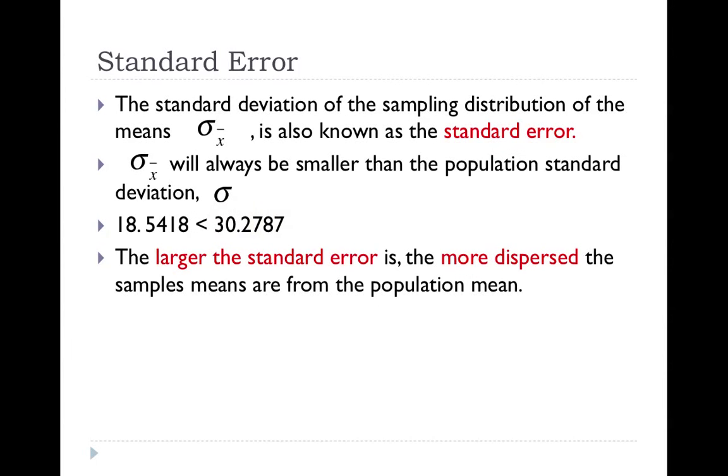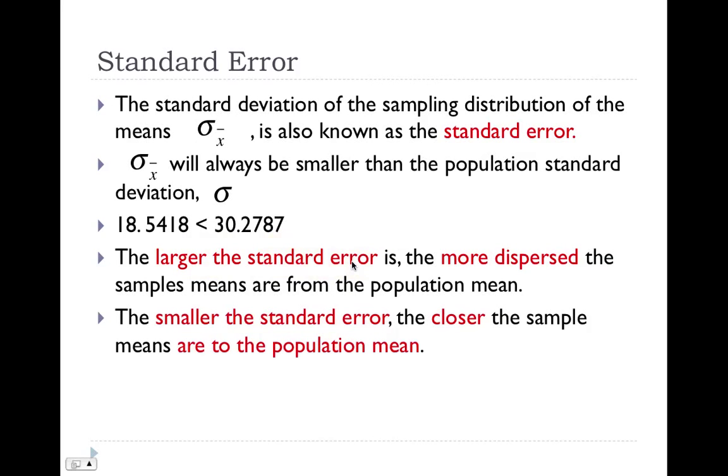The larger the standard error is, the more dispersed the sample means are from the population mean. Okay, so if we consider that our sample means are possible sample means of size 2, if we have a standard error that's large, it means that those sample means are spread out far from 68, our population mean. On the other hand, if our standard error is smaller, then the values are closer to the population mean. The sample means are closer to the population mean, or clustered.